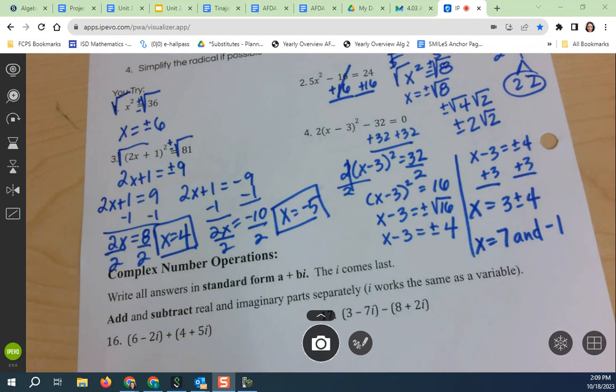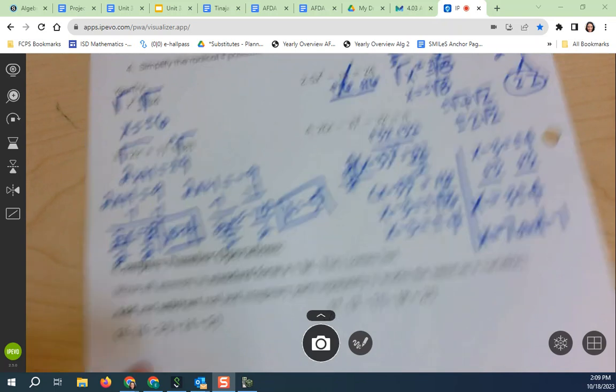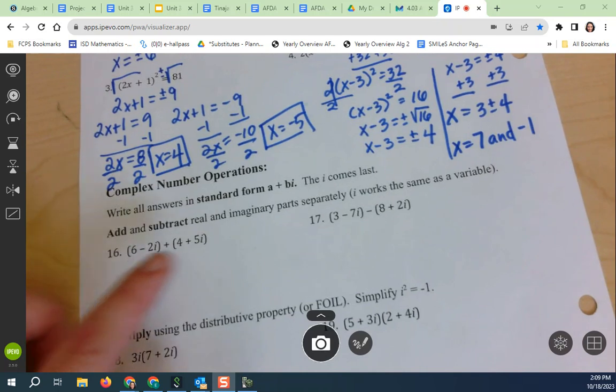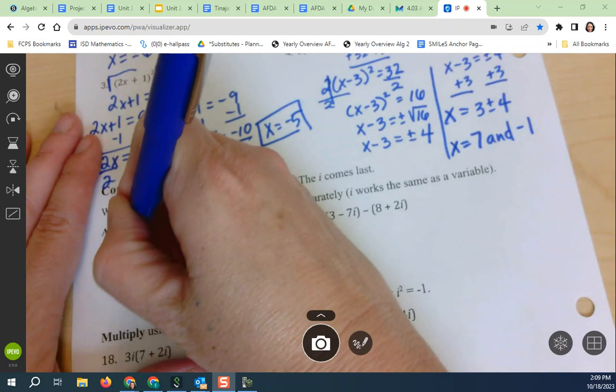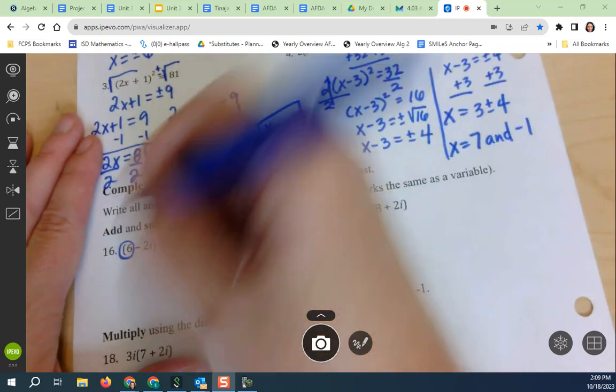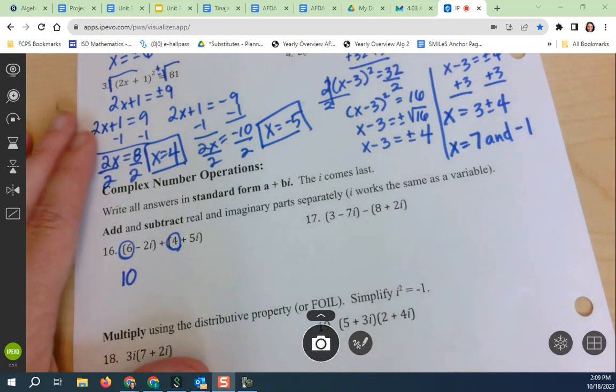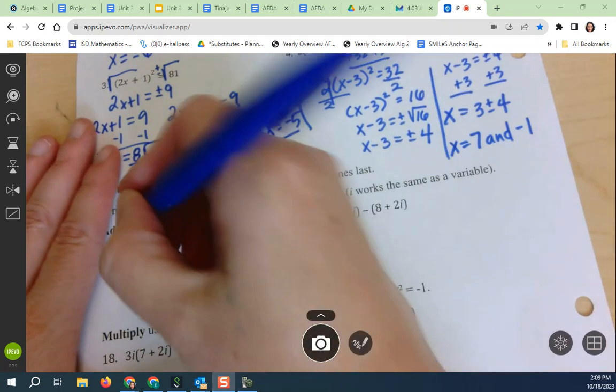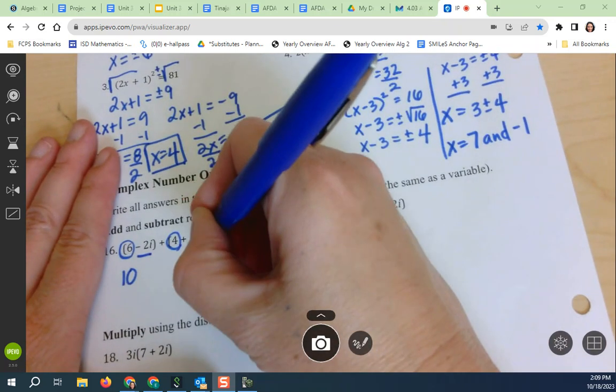All right, so we're going to add and subtract complex numbers. When you add and subtract, you only combine the like terms. So for number 16, what can I add to the 6? What's a like term I can add to it? 4, good. So 6 plus 4 gives me 10. What can I add to negative 2i? Is he right? Is it 5i? Yeah, good. So negative 2i plus 5i.